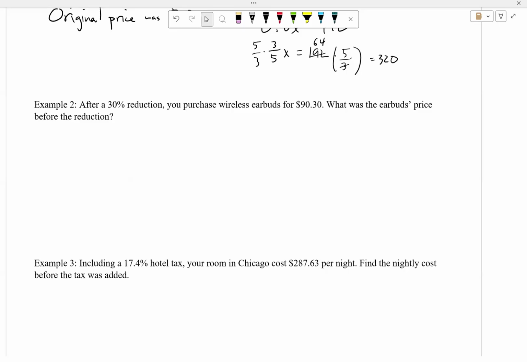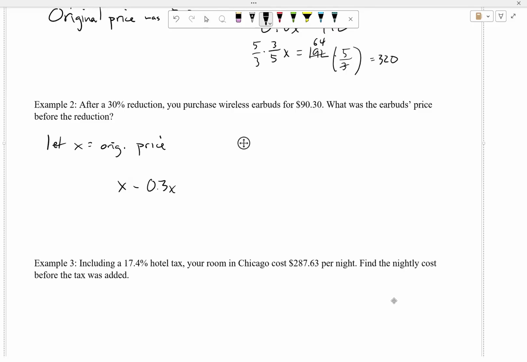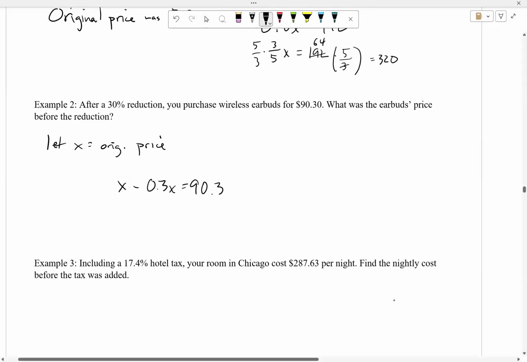After I see the 0.7, the amount of money that's being taken on. So imagine you did let X equal original price. What's the equation that you used here? X minus 0.3x equals 90.3. And of course, that left side you could just write as 0.7x equals 90.3. And the solution is X equals 129.